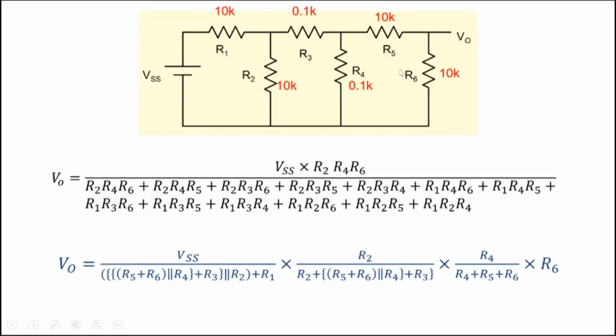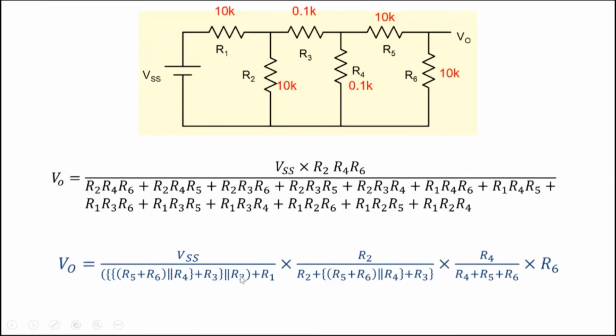So note, when I have an expression like this, we see here that R5 plus R6 is like 20K in parallel with R4. R4 is only 100 ohms. So when you have two resistors in parallel and one of them is much smaller, this particular term is practically going to be R4, in all practical cases. So R4 is 100 ohms, R3 is also 100 ohms. So this whole term is about 200 ohms.